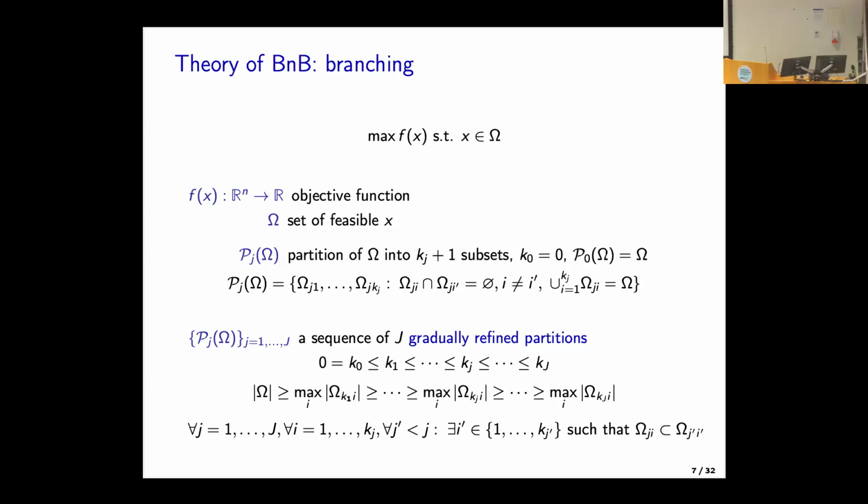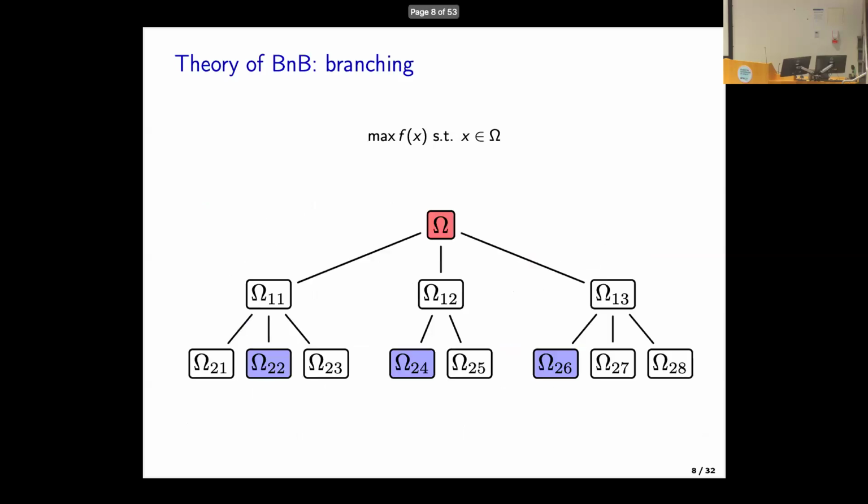We're looking for a sequence of gradually refined partitions, such that as you go deeper in this structure, you have more and more subsets in which you subdivide the previous subsets. And that's what these two lines define. Let me just show you a picture. So here's your full set of possible axes. You can subdivide it into, say, 3 on the first level, and this would be j equals 1. And then on the second level, you subdivide each of those, and so forth. And in the end, you would have subdivision into just single elements of the original admissible set.